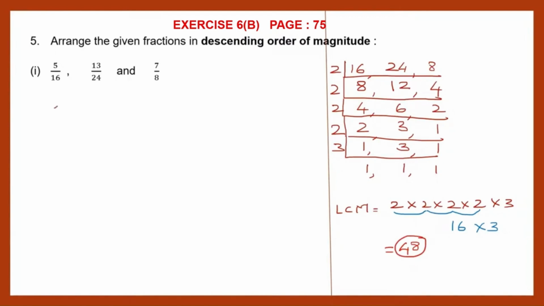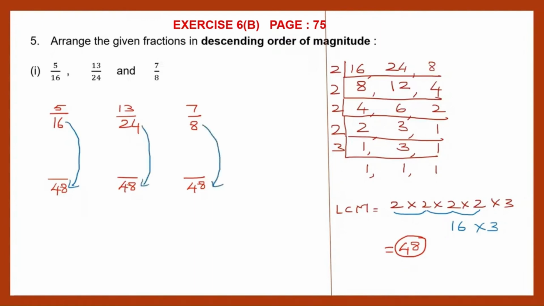So let me write down the questions again. 5 by 16, 13 by 24, and 7 by 8. Now all the denominators have become 48. This is the LCM that we are using here. Now 16 has become 48. 24 has become 48. And 8 has become 48.